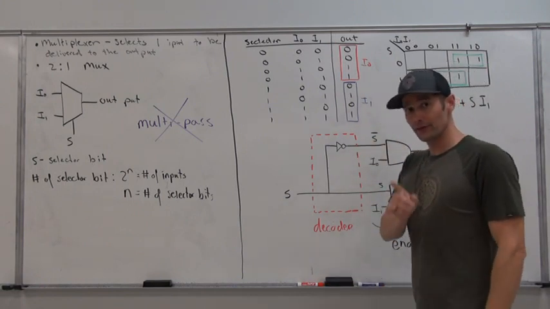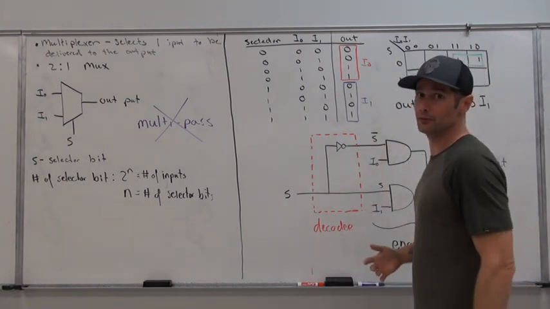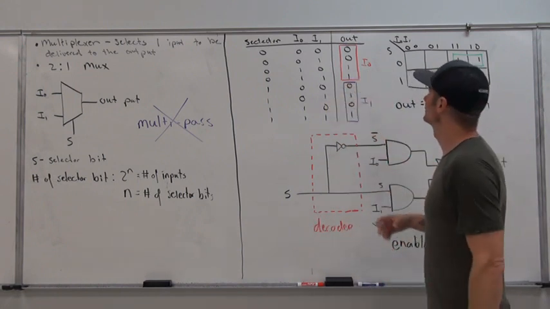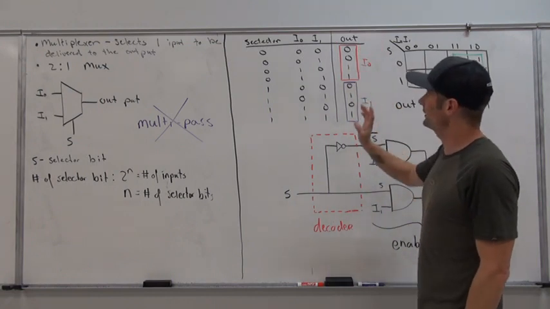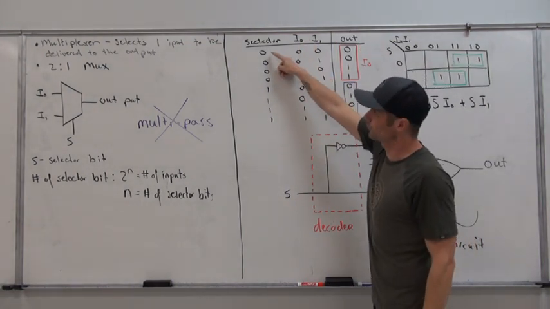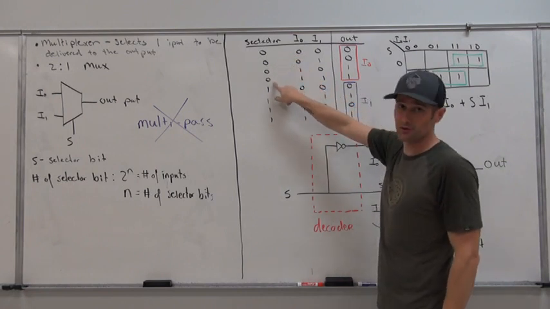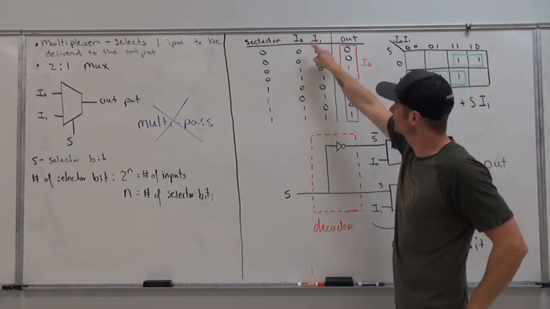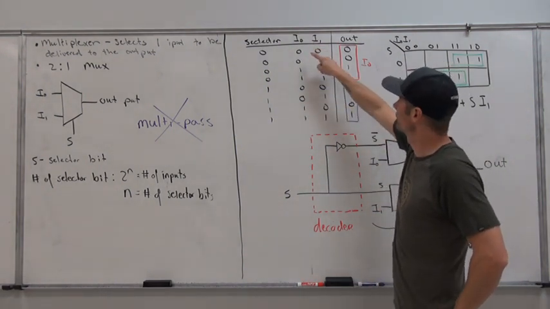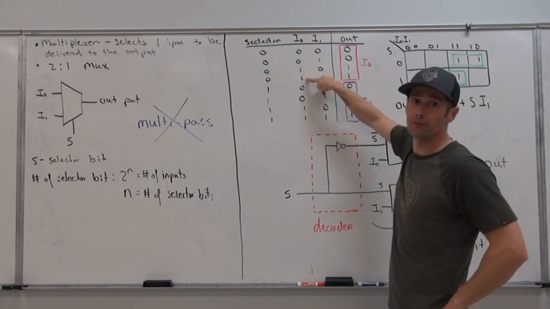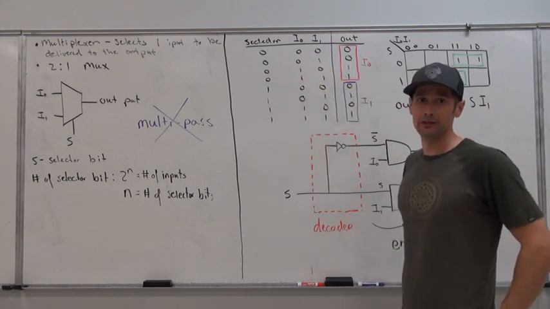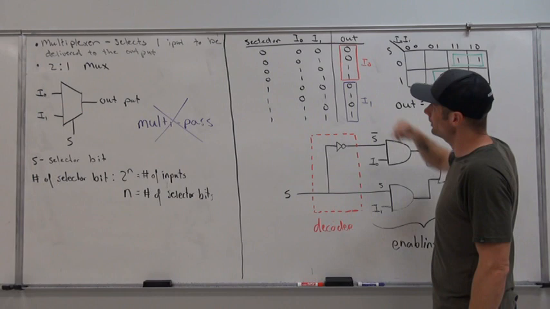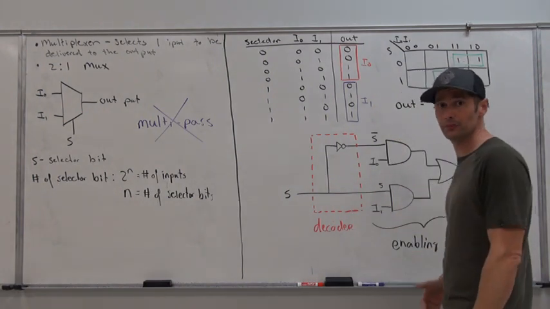Now, this is a little different from what we've done in the past: we're going to write out exactly what we want the output to be. With the selector bit low, or 0, we just want to grab whatever I0 is. Going down the truth table, I0 is 0, 0, 1, and 1. That means whatever I0 is, I want that to be the effective output. So sure enough, we get 0, 0, 1, and 1, which is exactly whatever I0 is.